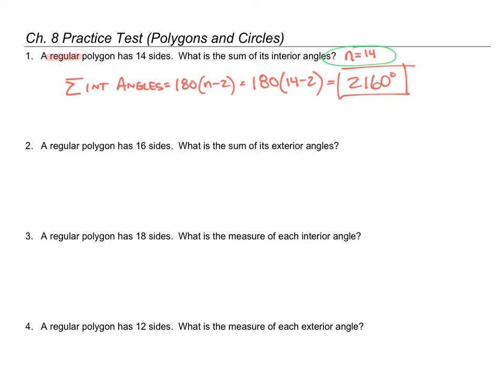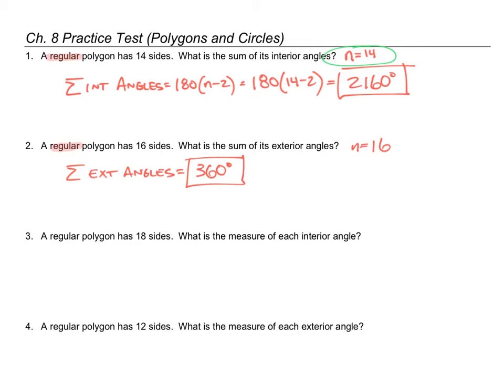Let's move on. Number 2: a regular polygon. There's that word again, folks. A regular polygon has 16 sides. What is the sum of its exterior angles? This is straightforward. This is true of all polygons, no matter how many sides it has. The sum of the exterior angles is 360 degrees.